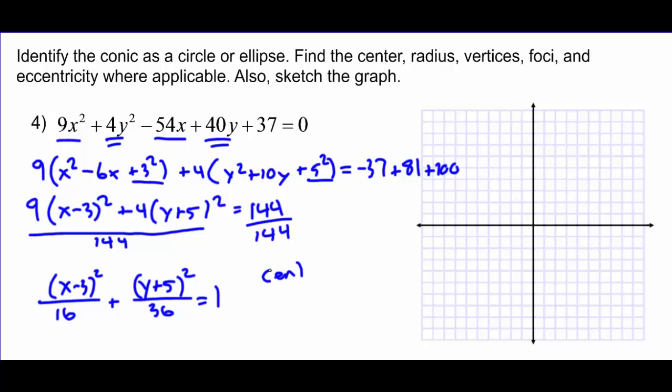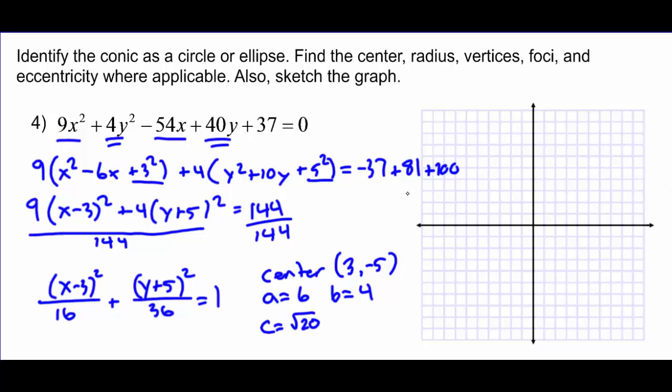All right, let's start listing off the key information. The center we know would be 3 and negative 5. The a value is the square root of 36, so it's 6. And the b value is the square root of 16, or 4. C squared would be a squared minus b squared, so c is the square root of 20. I'm just going to leave it at square root of 20, I think. I mean, if you want to change it to 2 square root of 5, that's fine. But I'm going to just do square root of 20 for our purposes here.